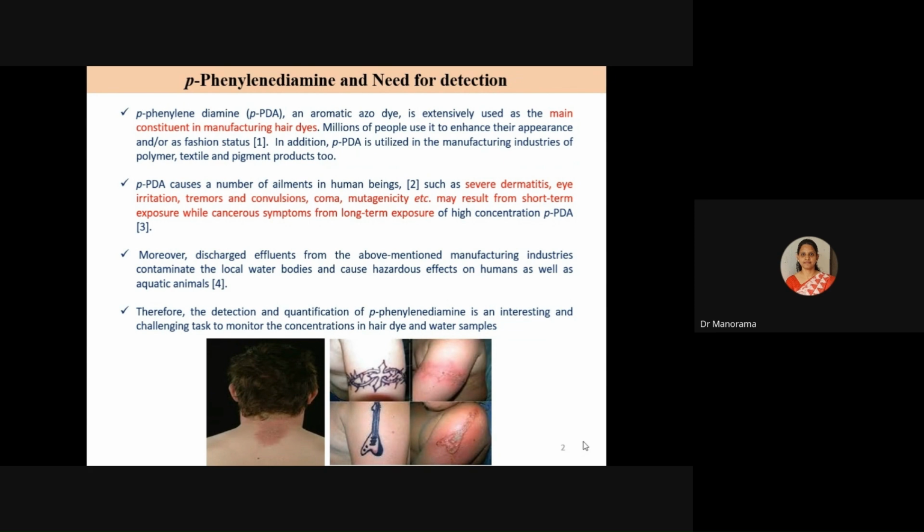So if manufacturing industries are discharging their wastewater and it contaminates the local water bodies, it causes hazardous effects to humans as well as to aquatic animals. Therefore, the detection and quantification of paraphenylene diamine is an interesting and challenging task to monitor the concentrations in hair dye and water samples.